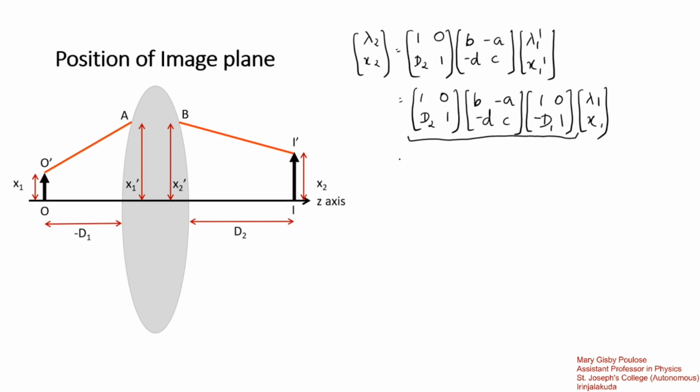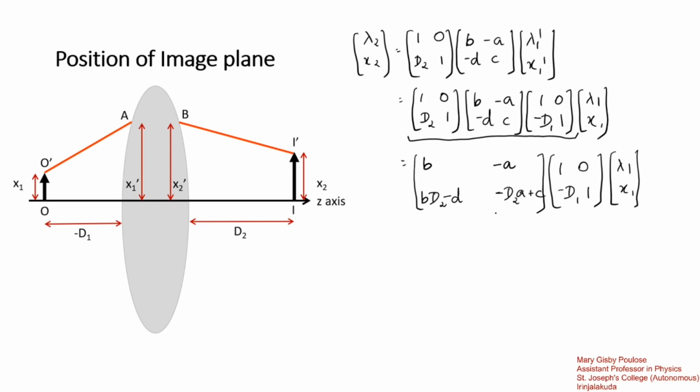Let us take the product. I can write the product of the first two terms will be given as b minus a, b d2 minus d and minus d2 a plus c, into 1, 0, minus d1, 1 operating upon lambda 1 x1.